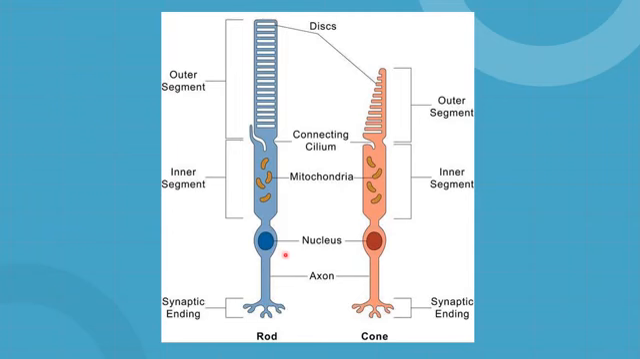So these are the pictures of the rods and the cones. Outer segment if you see, it is large in rods and small in length in cones, and these are the discs and the connecting cilium. Inner segment containing the cell organelles, that is mitochondria, and the nuclear part, axon, and then synaptic ending.